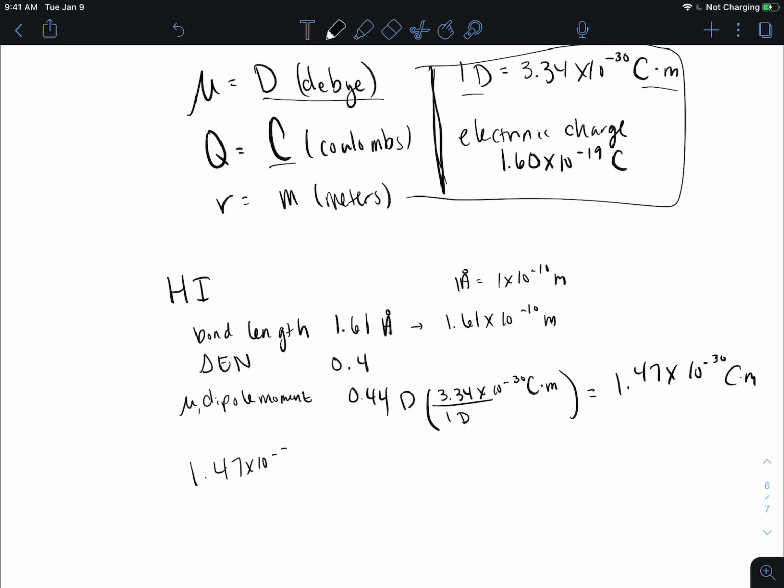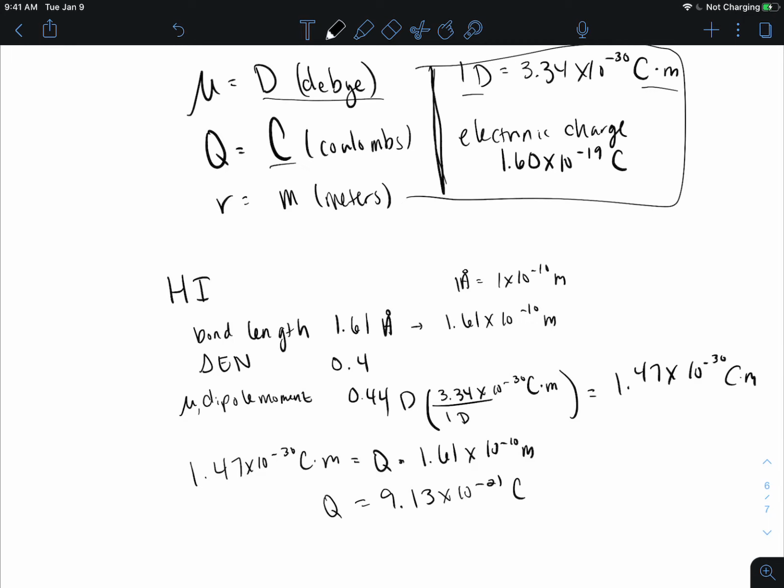1.47 times 10 to the negative 30 coulombs times meters is equal to our Q times 1.61 times 10 to the negative 10 meters. And we get a value of Q equal to 9.13 times 10 to the negative 21 coulombs. Now, this doesn't tell us a lot.